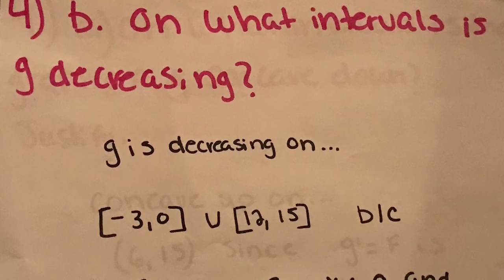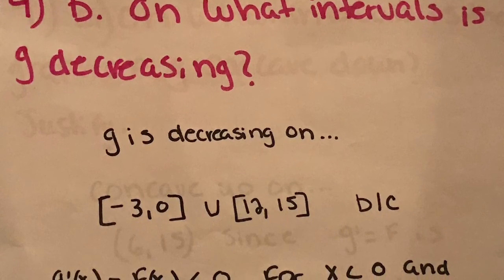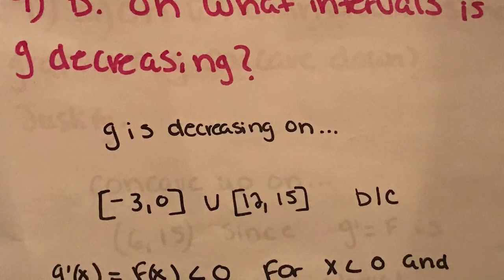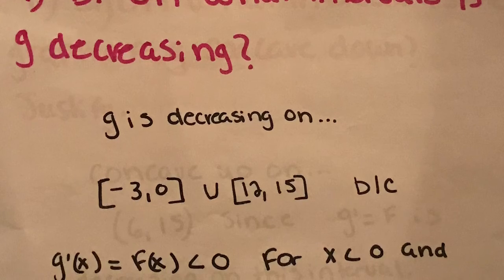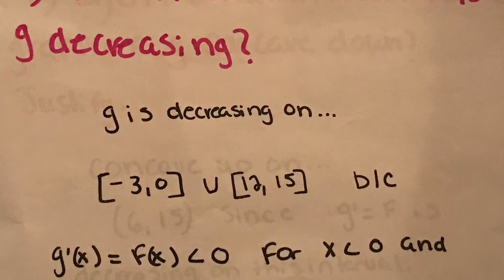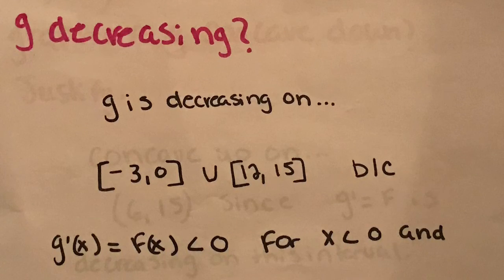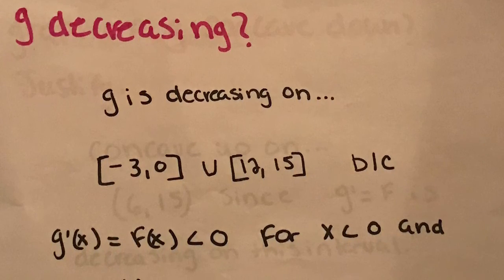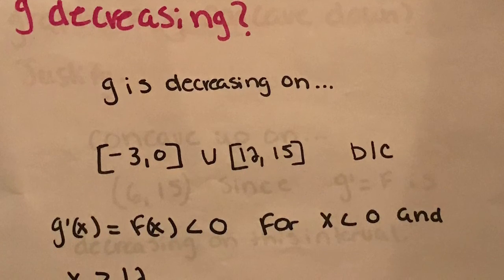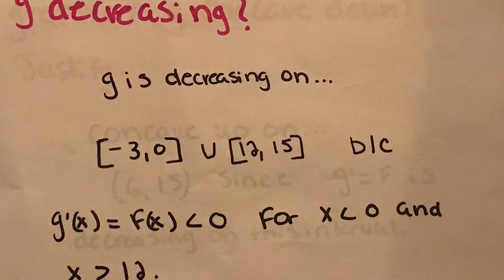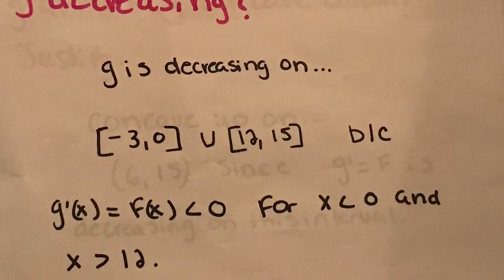Letter B asks, on what interval is g decreasing? Justify your answer. Since this is a graph of the derivative, we need to look at the values below the x-axis, which are -3 to 0, union 12 to 15. This is because g prime of x equals f of x, which is less than 0.